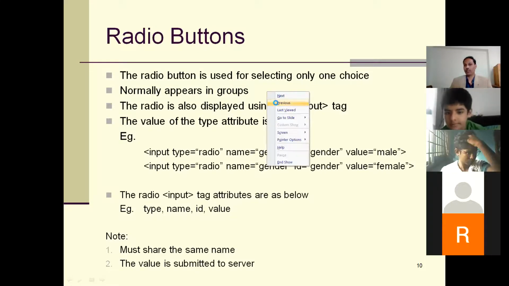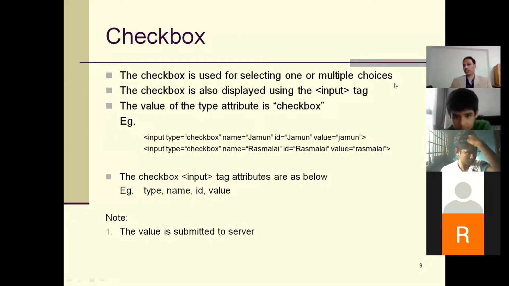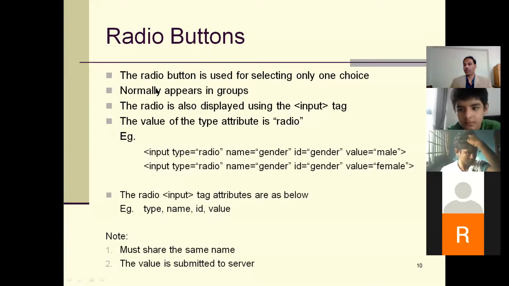So in a checkbox, what happened? Multiple choices. If you want to capture many items from the user, you can choose checkbox. If you want to allow the user to select only one, then you have to go with radio buttons.